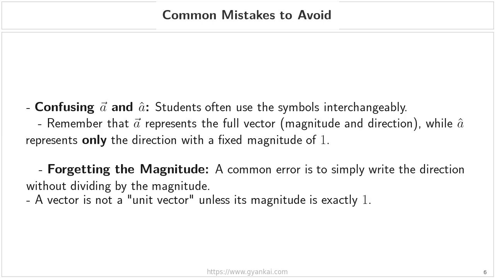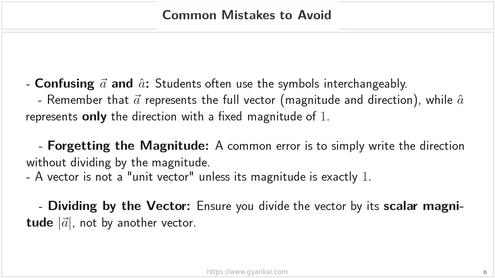Second, watch out for the mistake of forgetting the magnitude. A frequent error is simply writing down the direction components without actually dividing by the magnitude. I must emphasize this. A vector is not a unit vector unless its magnitude is exactly 1. If you skip the division step, you haven't completed the normalization process.